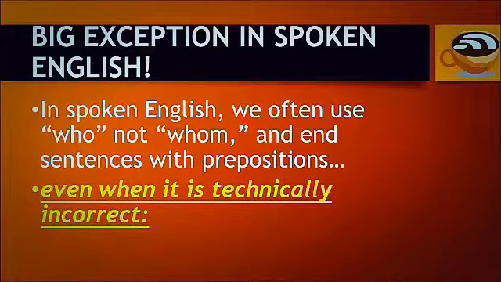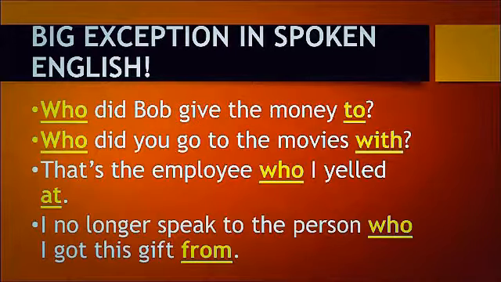In everyday speaking, we often use who, not whom, and we end sentences with prepositions, even when it is technically incorrect. So, for example, when speaking casually in everyday English, we would say the sentences in the previous examples like this. Who did Bob give the money to?